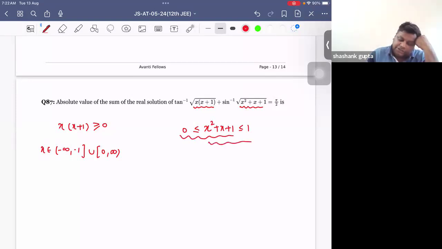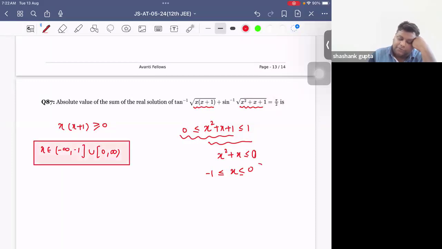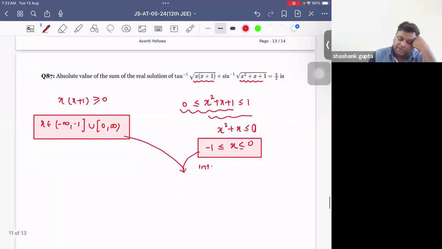If I check for this side of the inequality, it will come with x square plus x less than or equal to 1, less than or equal to 0. That means x should lie in minus 1 to 0. Now from this and from this, since it is a combined question, I have to take the intersection, and if I take the intersection, I get only two values, x is 0 or minus 1. Got it? Now these two values we can check manually.